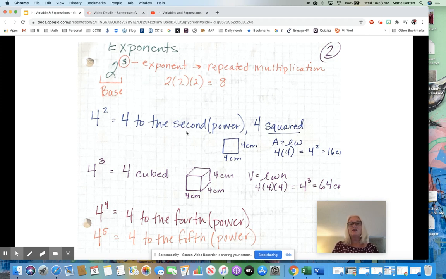Squared gets its name because you're working with a 2D shape. Squared, 2. Length times width, I would get an area of 16 centimeters squared. Cubed, 3D shape, length times width times height would be the volume. 4 times 4 times 4 is 64 centimeters cubed.